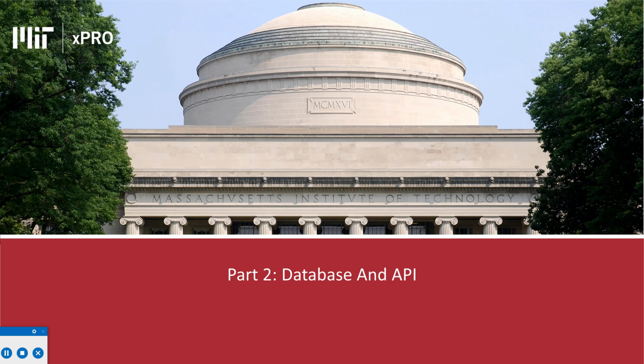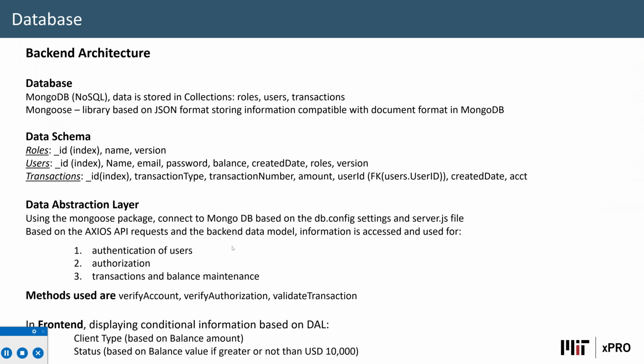In this part, I will present the database and API configuration. Now, I will show you the backend architecture. I have chosen the NoSQL MongoDB database technology to store the data for the MERN bank application.